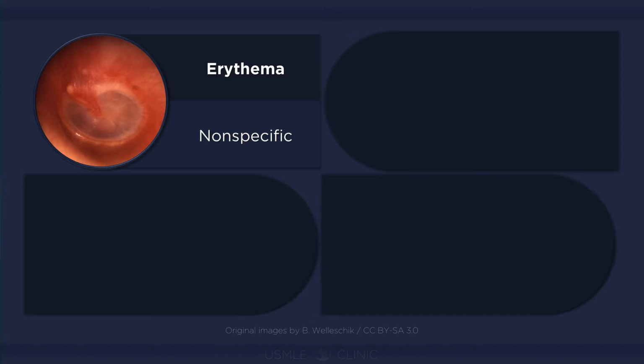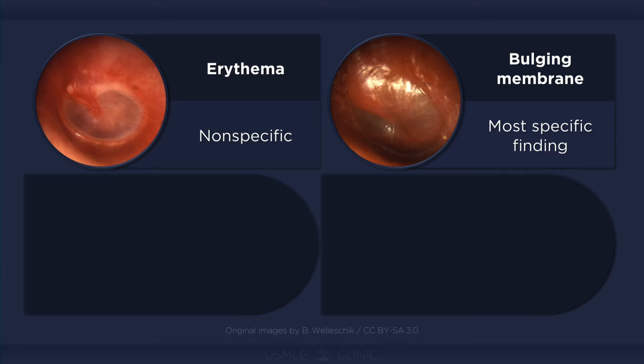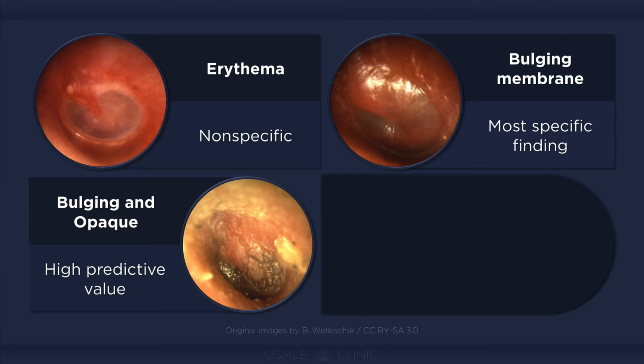This second example features a bulging tympanic membrane, which is the hallmark of acute otitis media. It is the single most specific sign of an infection of the middle ear. This third tympanic membrane is bulging, opaque, and covered by a thin layer of discharge. This combination of findings is highly predictive of acute otitis media.